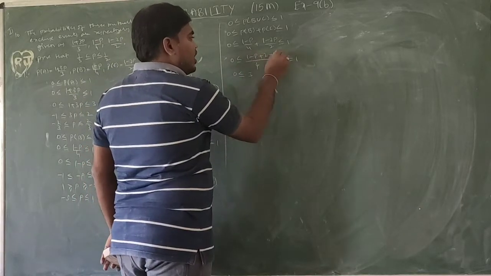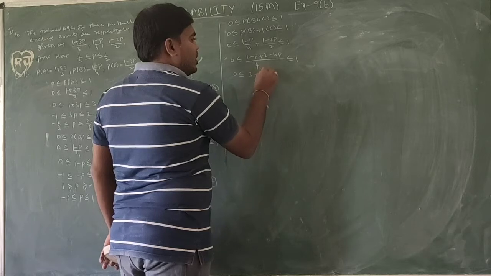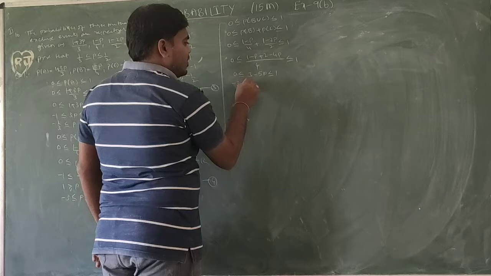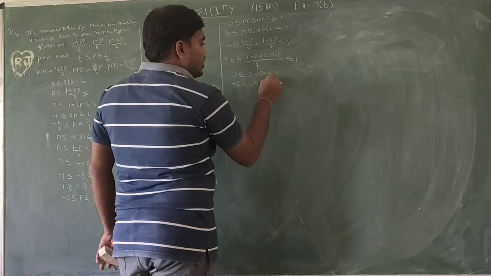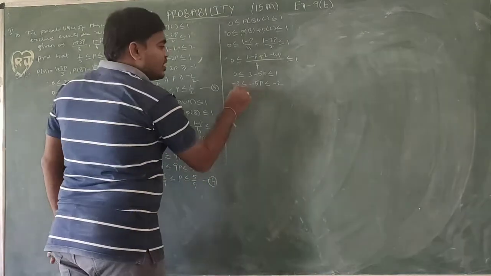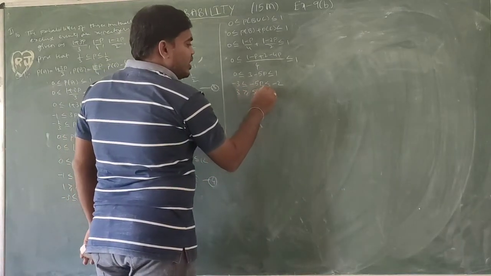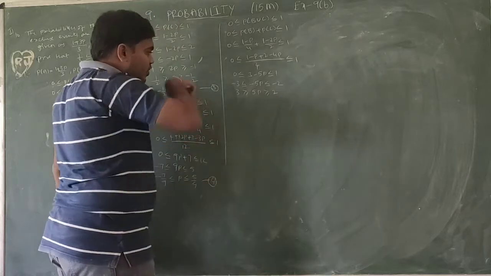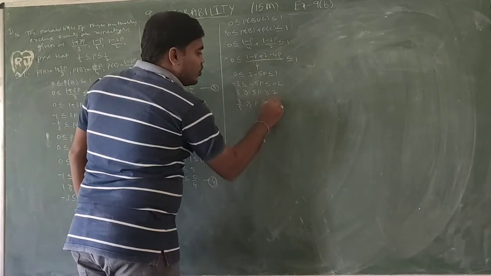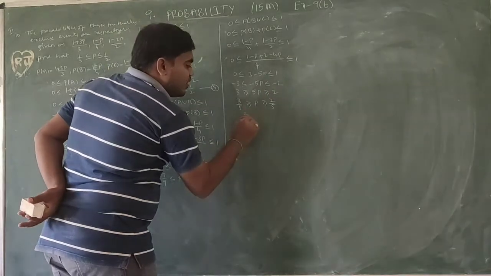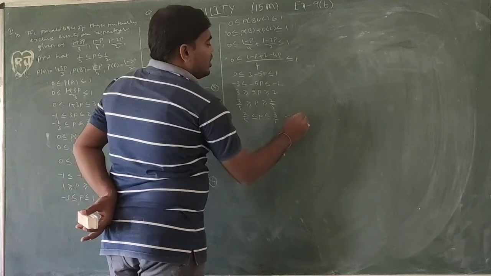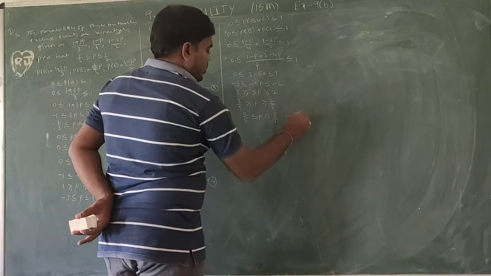0 ≤ 3 − 5P ≤ 4, so 0 ≤ 3 − 5P ≤ 1. Subtracting 3: −3 ≤ −5P ≤ 1 − 3 = −2. Multiplying with −1: 3 ≥ 5P ≥ 2. Dividing by 5: 3/5 ≥ P ≥ 2/5. Writing in order: 2/5 ≤ P ≤ 3/5, in equation number 5.